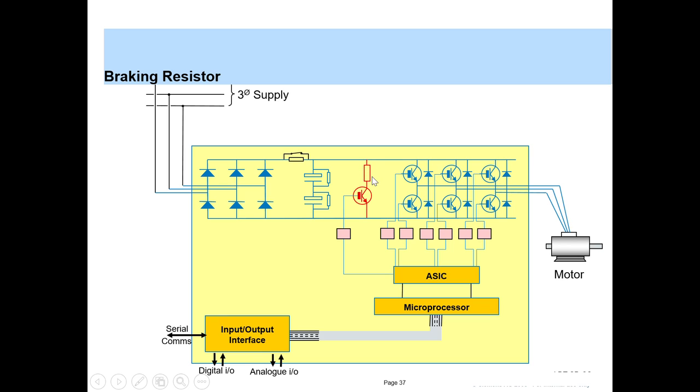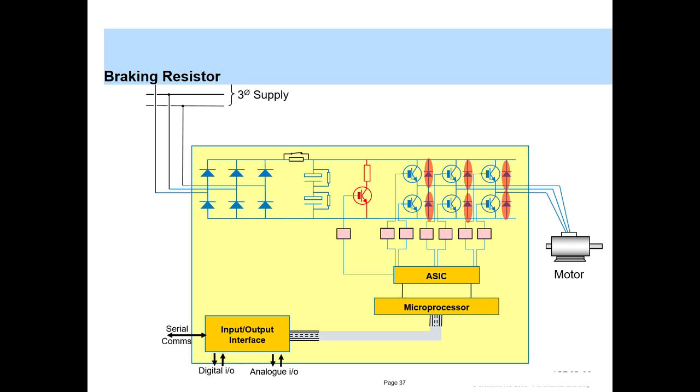But what if the power which is regenerated is really high? For such cases we have a chopper in between. A chopper is nothing but an IGBT whose firing is controlled so that the power is dissipated in the braking resistor in a controlled way.